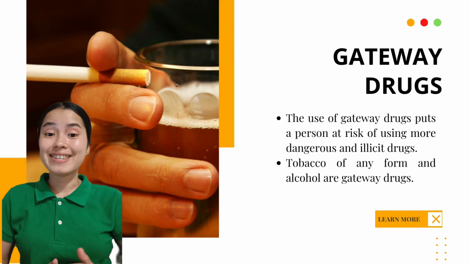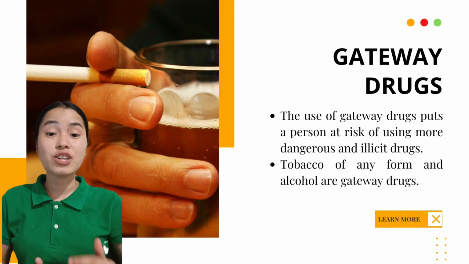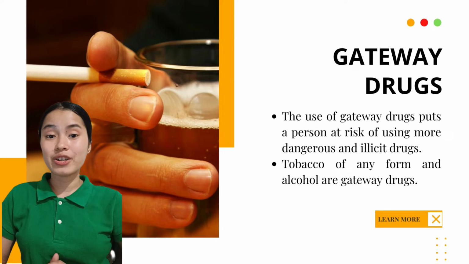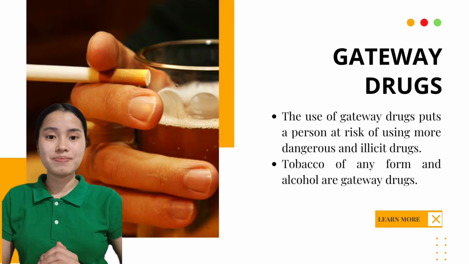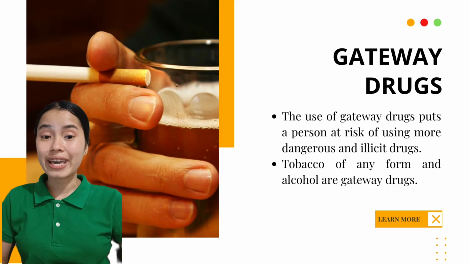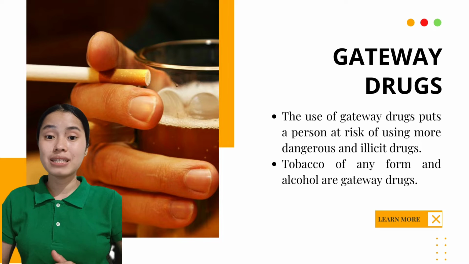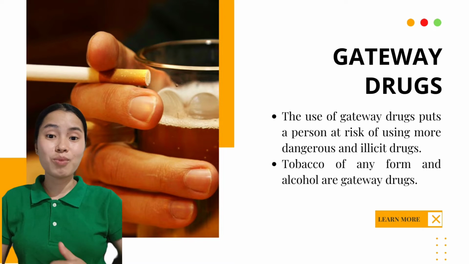The first is gateway drugs. So these are basically legal drugs that a non-drug user might try and which can lead him or her to more dangerous drugs like marijuana and shabu. Teenagers who engage in early smoking and drinking have a higher probability that they may explore or experiment with dangerous drugs.